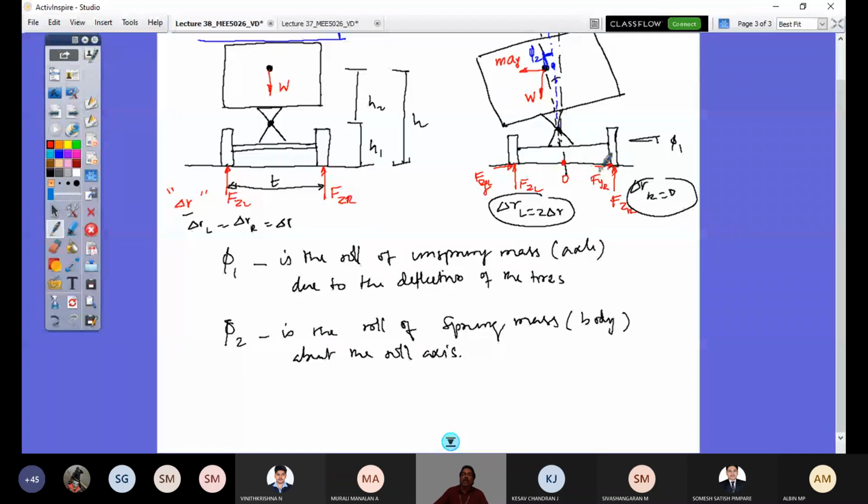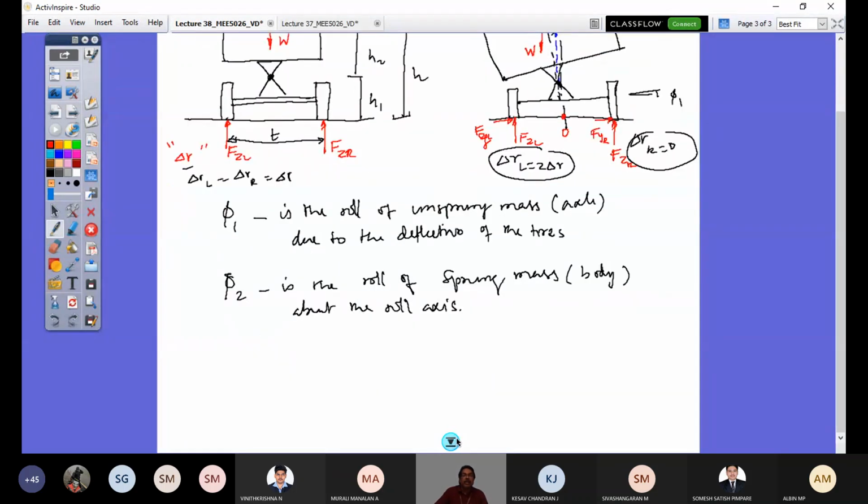Let me use the convention clockwise positive moment to write this expression. Sigma M about the point O is equal to 0, considering clockwise moment positive. So what is that equation going to be? F z L into T by 2 minus F z R into T by 2. Let me take T by 2 out, and that is the moment by these two, and this lateral force won't participate.